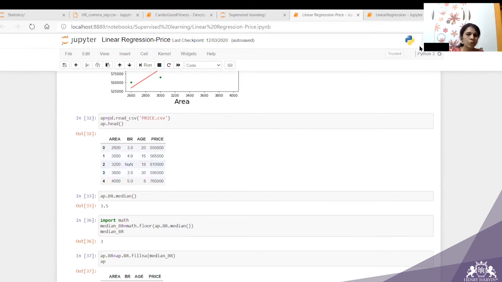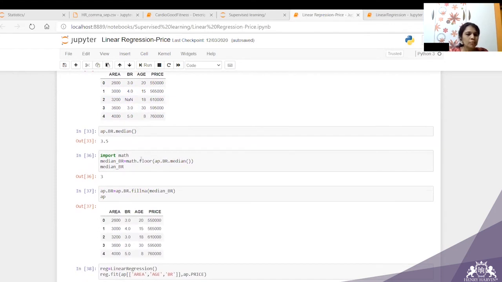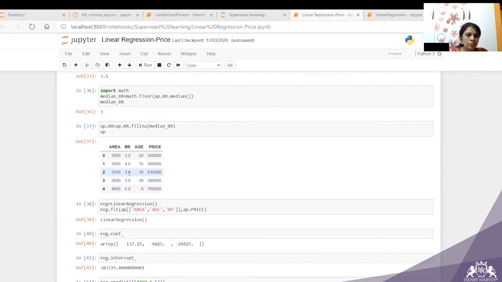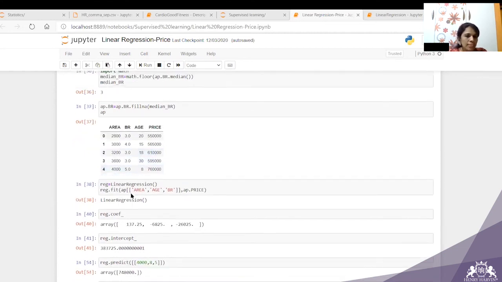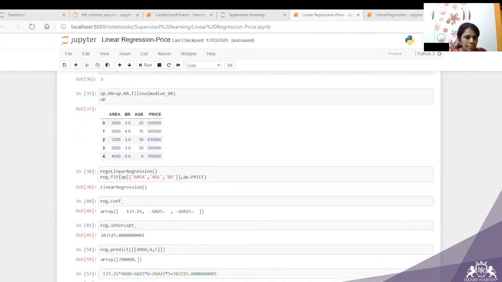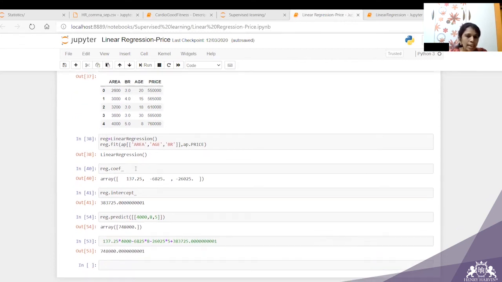So just like that, we won't be able to use the median. What I'm doing is making it into an integer and replacing it with the number 3. Now the step is the same: reg equal to linear regression, and then I fit it, with x-axis and y-axis, and get the coefficients.